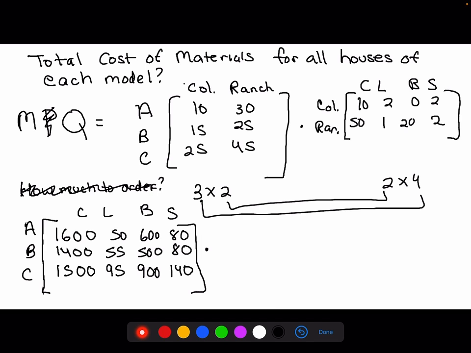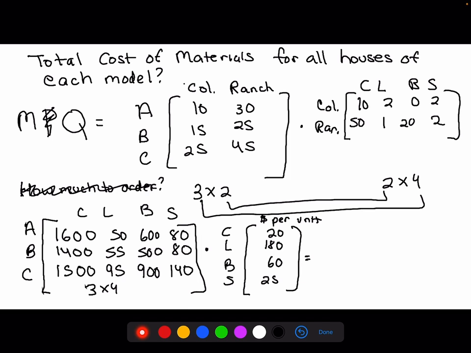So we're going to multiply this now with that cost per unit. So we had the concrete, lumber, brick, and shingles, and the dollars per unit. So we had the 20, the 180, the 60, and the 25. So we had a 3 by 4 and we have a 4 by 1. So we should end up with a 3 by 1, so a column matrix. Yikes, that's going to be a lot of computation, isn't it?